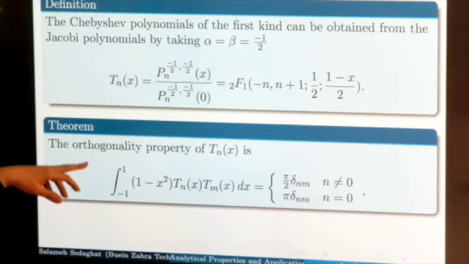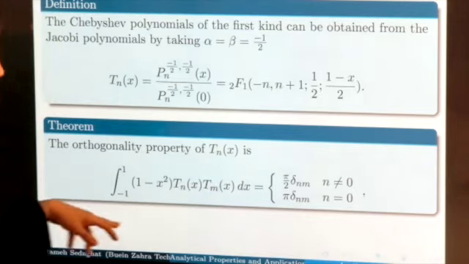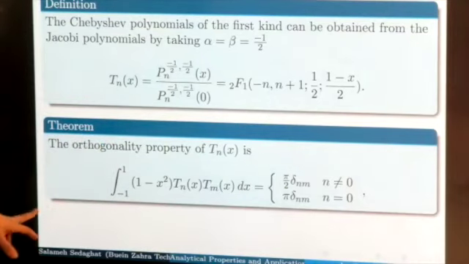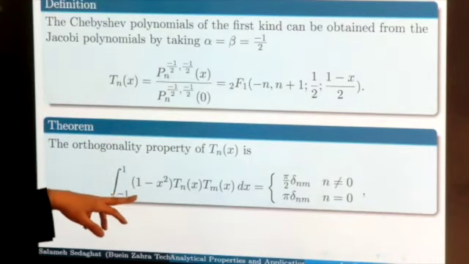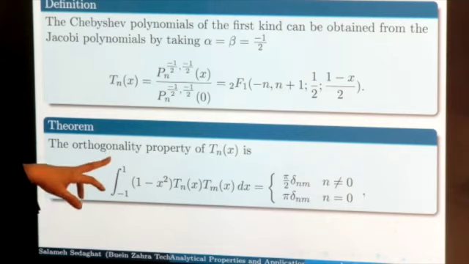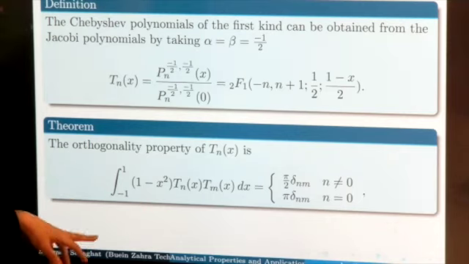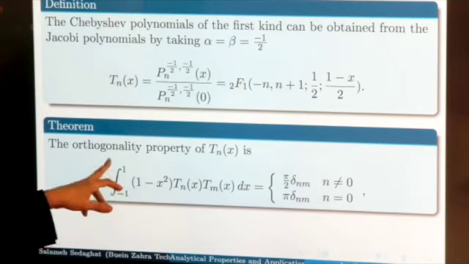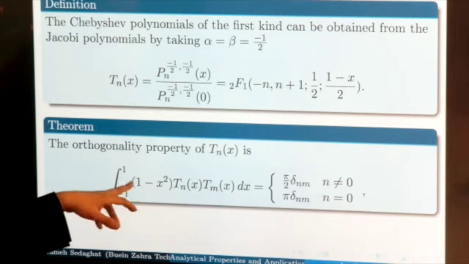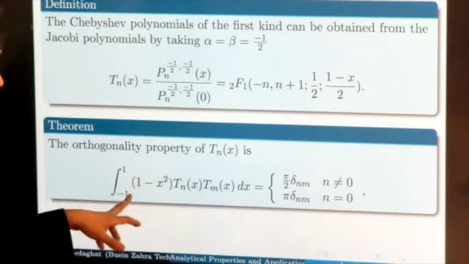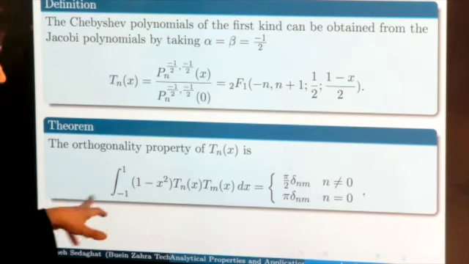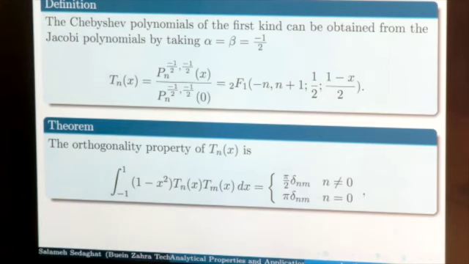The orthogonality properties of Chebyshev polynomials can be obtained from this equation. They are orthogonal on the interval -1 to 1 with respect to the weight 1 divided by the square root of 1 minus x². I should correct that. Tₙ(x) Tₘ(x), and it is very simple to show it.